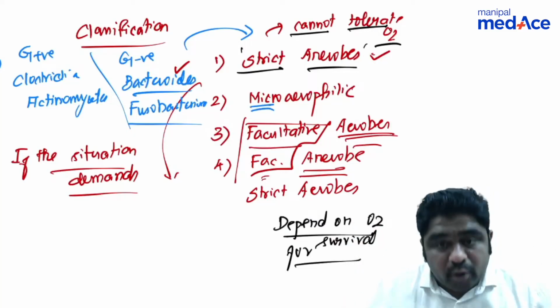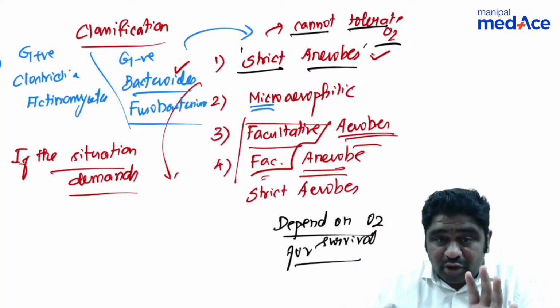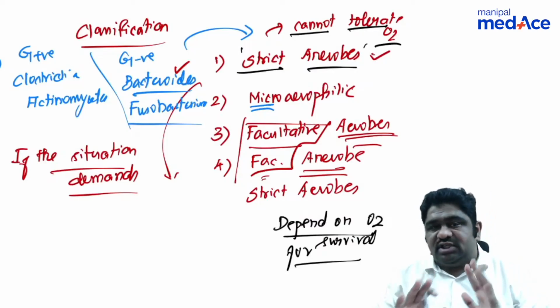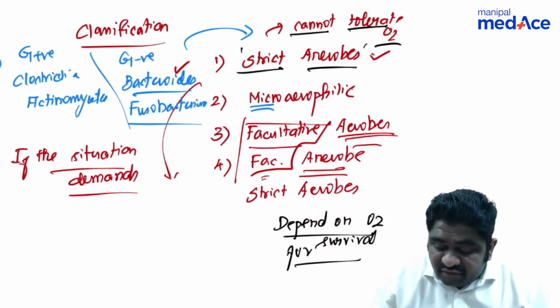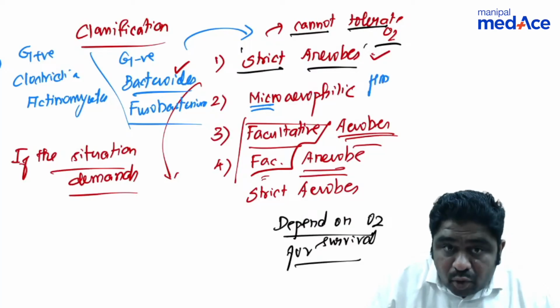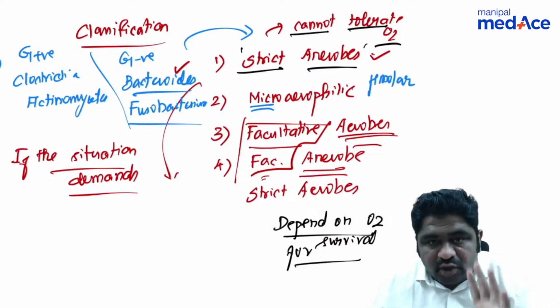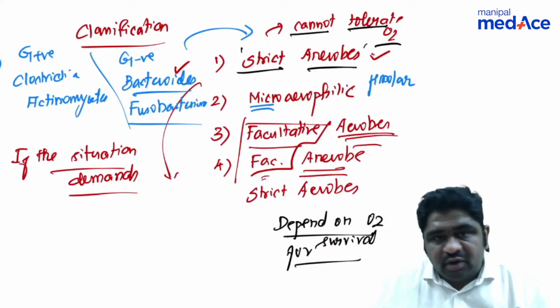Then who are microaerophilic organisms? They can tolerate oxygen. They are not like strict anaerobes. They can tolerate oxygen. But how much can they tolerate? They can tolerate only micromolar concentrations of oxygen.